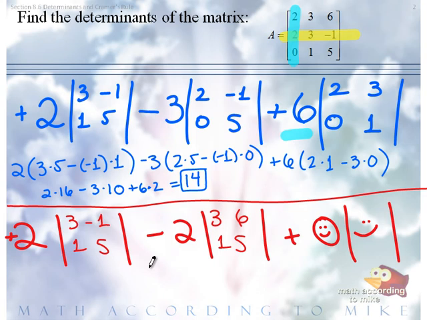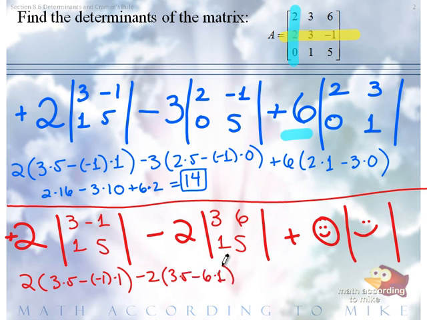Questions? All right, so we're going to have 2 times 3 times 5 minus negative 1 times 1, minus 2 times 3 times 5 minus 6 times 1. I wonder what the answer is. It's 14. Just check it, because you should get 2 times 16 minus 2 times 9. Yep. 32 minus 18 is 14.